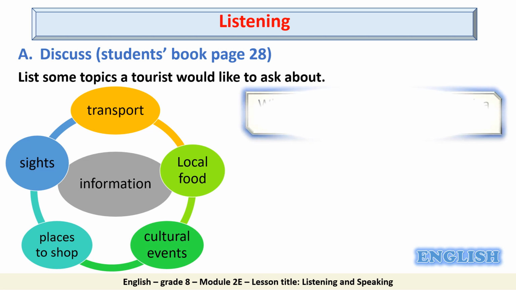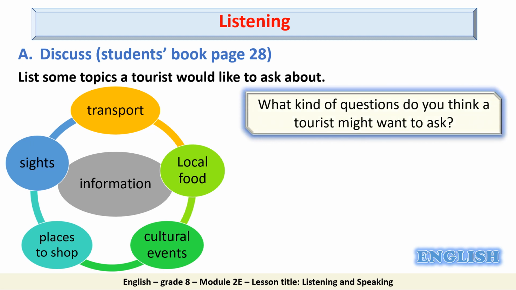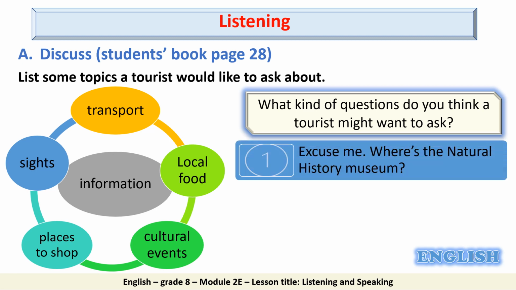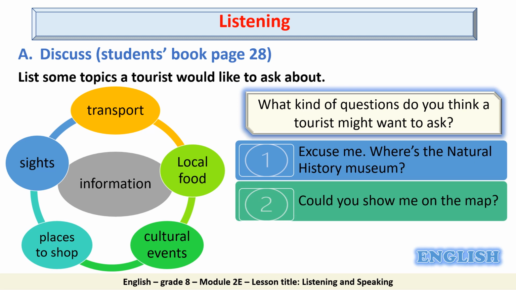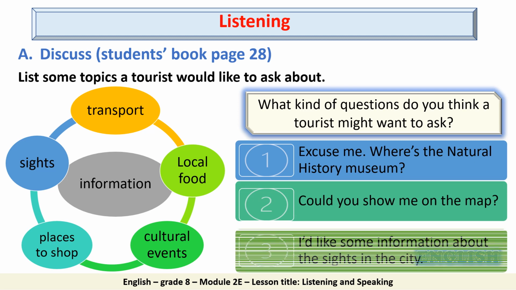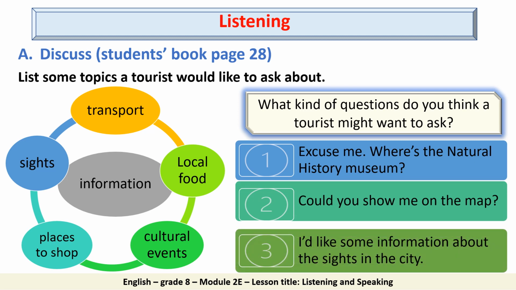Well, what kind of questions do you think a tourist might want to ask? You can refer to the topics to generate your questions. So, a tourist can ask, "Excuse me, where's the Natural History Museum? Could you show me on the map?" And finally, "I'd like some information about the sites in the city."